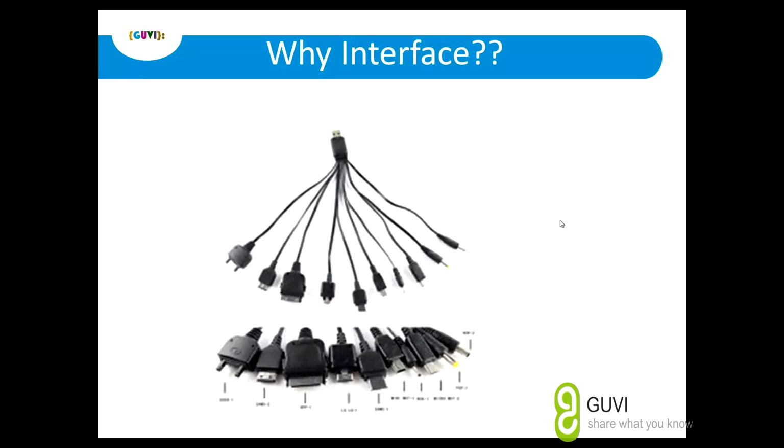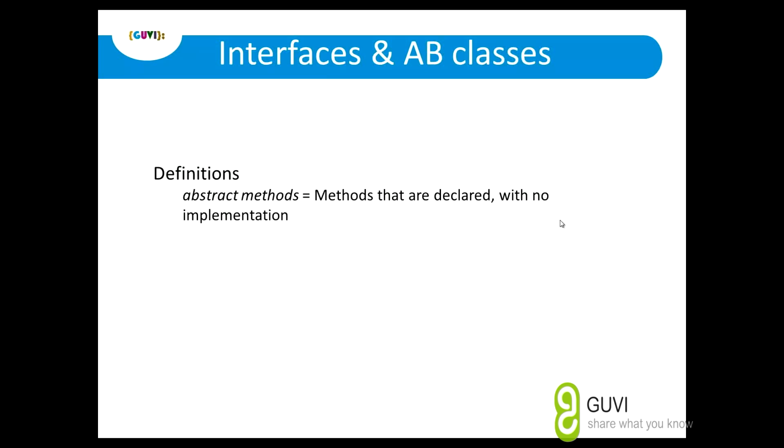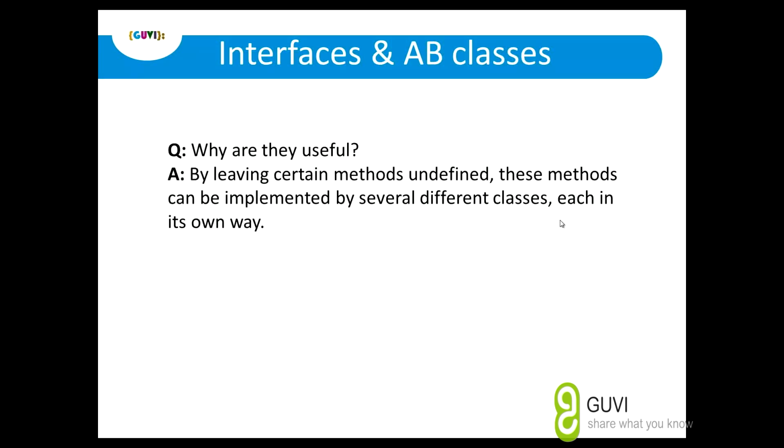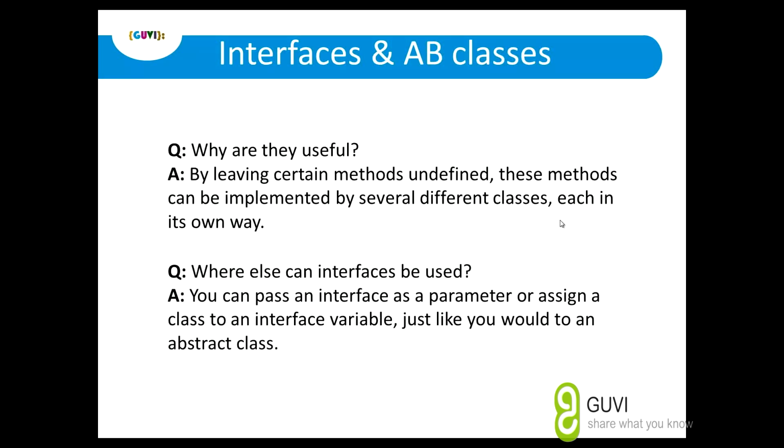Now let's look at a definition. An abstract method can be declared but with no implementation. With an abstract class, even with just one abstract method, that class becomes an abstract class and it cannot be instantiated. So this is different from a normal class. The same thing goes for an interface, which is a collection of only abstract methods. It is useful because every abstract method can be implemented in different ways by different classes.